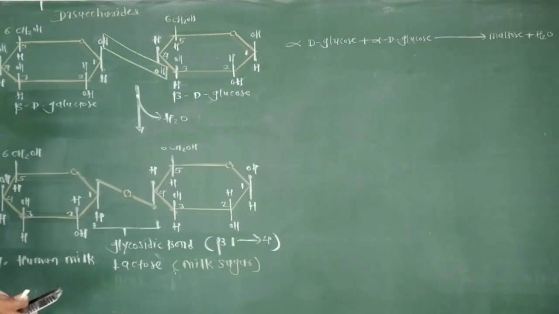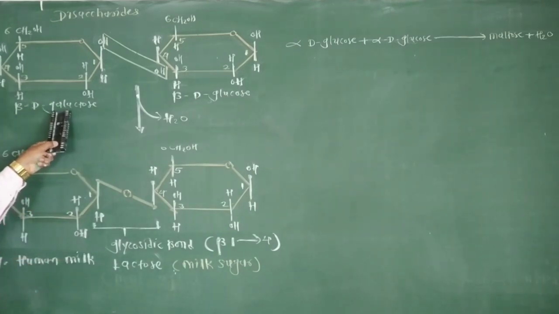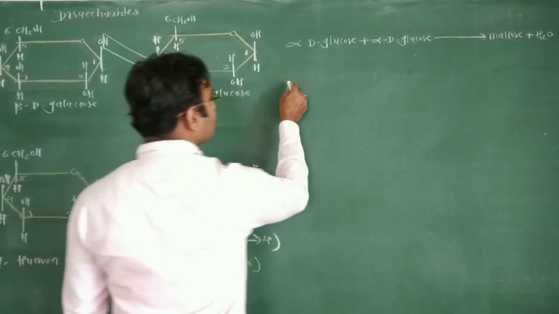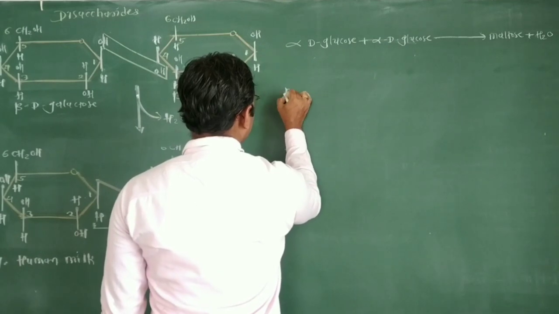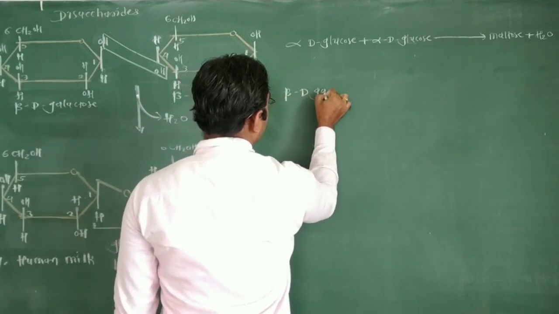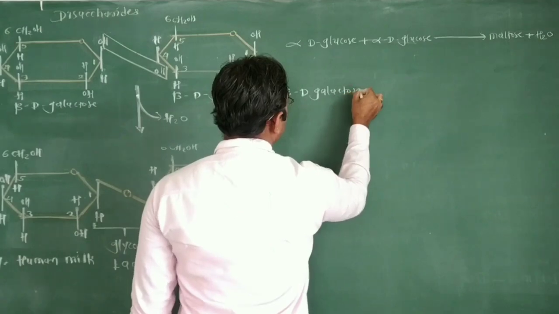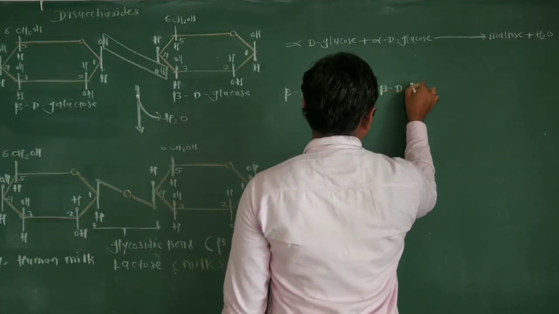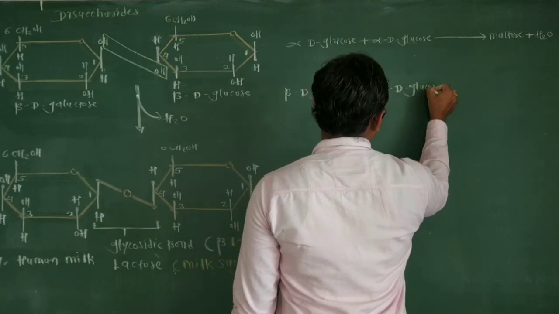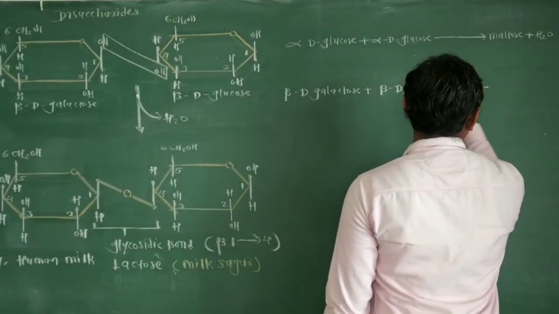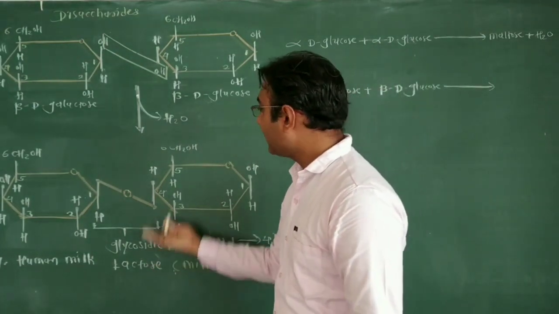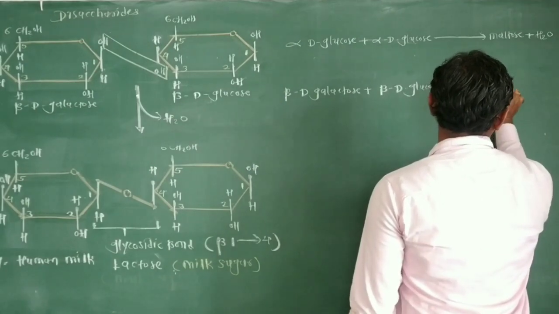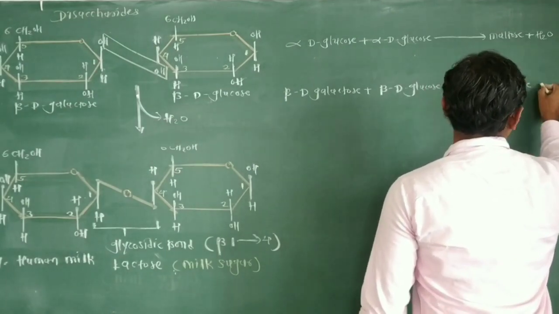Now, this reaction is also reversible. First reaction: galactose plus glucose give rise to lactose plus water. Beta D galactose plus beta D glucose give rise to what structure? Lactose plus water.